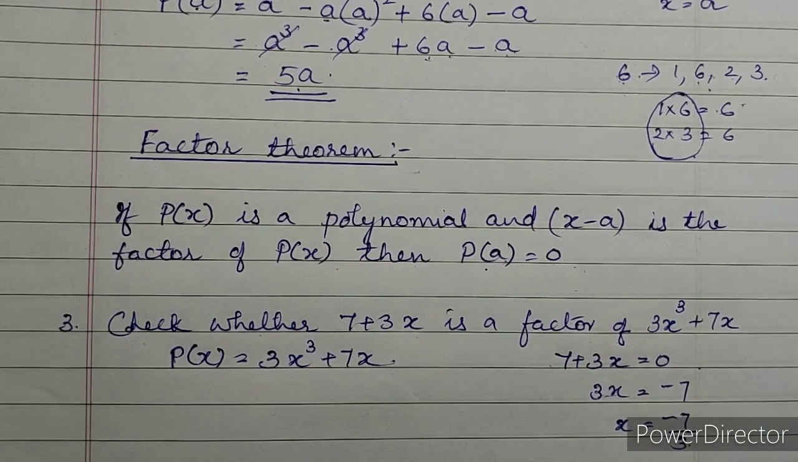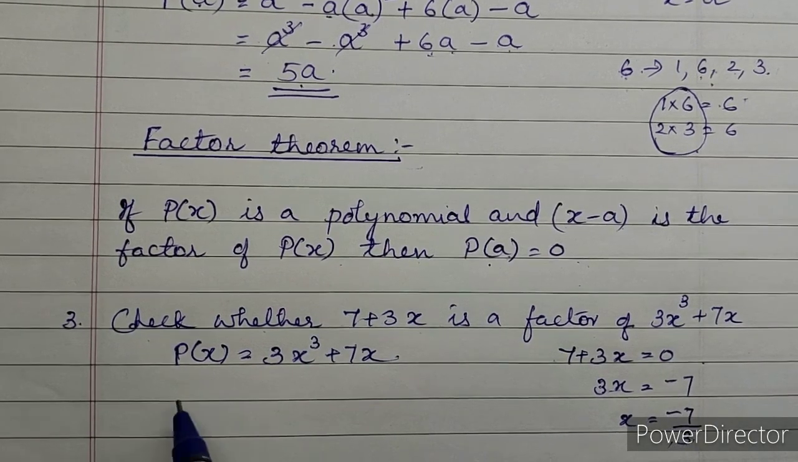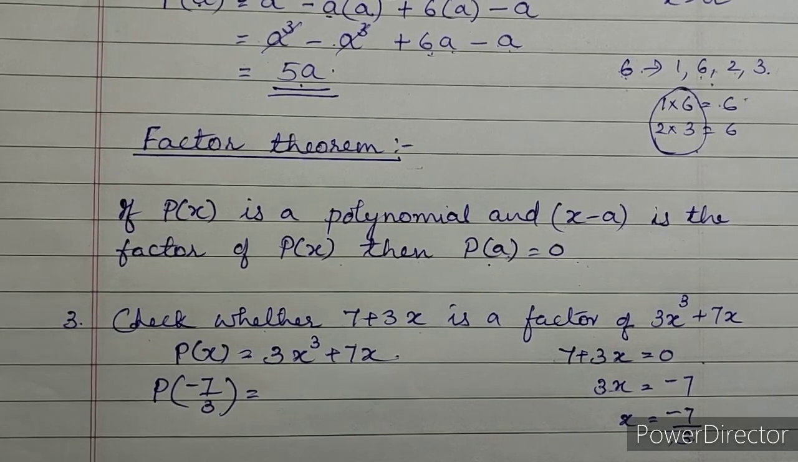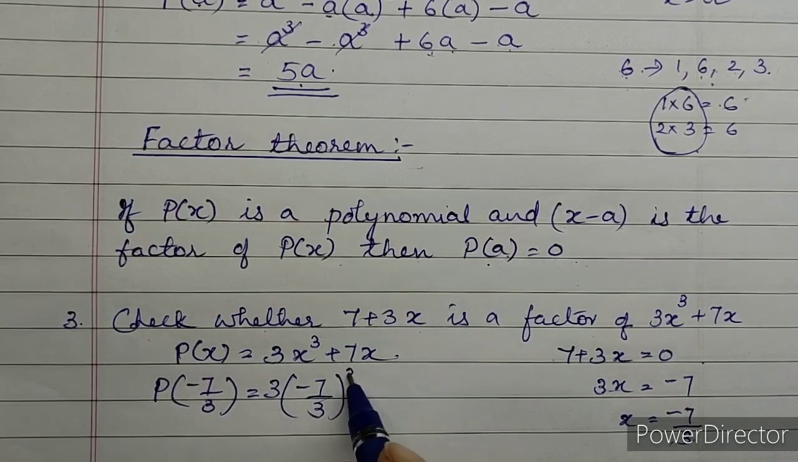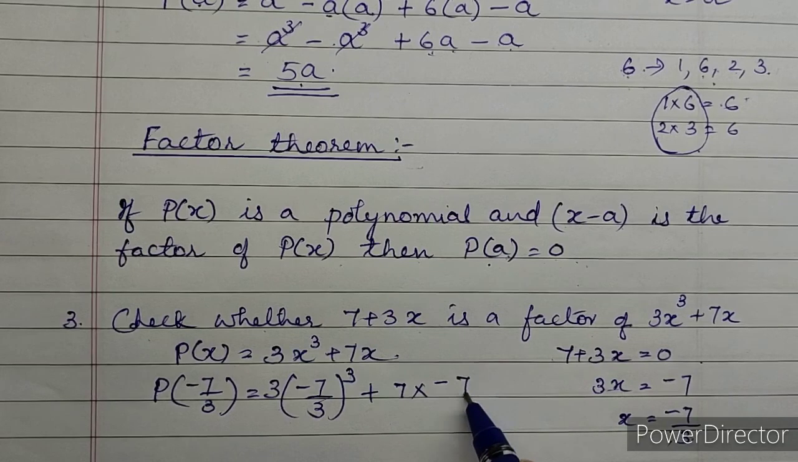Here it is multiplication, so it will come as division. So the x value is minus 7 by 3. That you have to substitute for x. p of minus 7 by 3 equals 3 into minus 7 by 3 the whole cube plus 7 into minus 7 by 3.